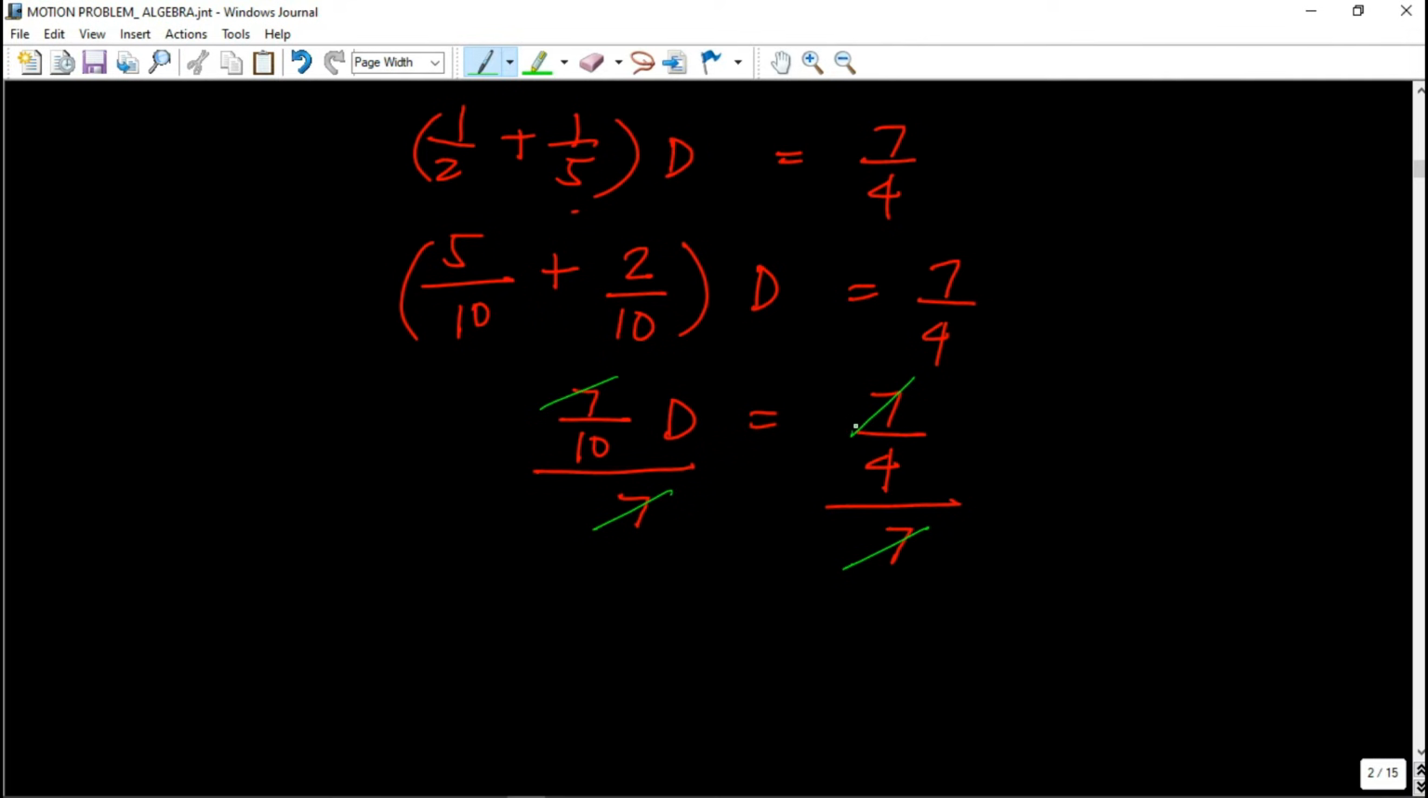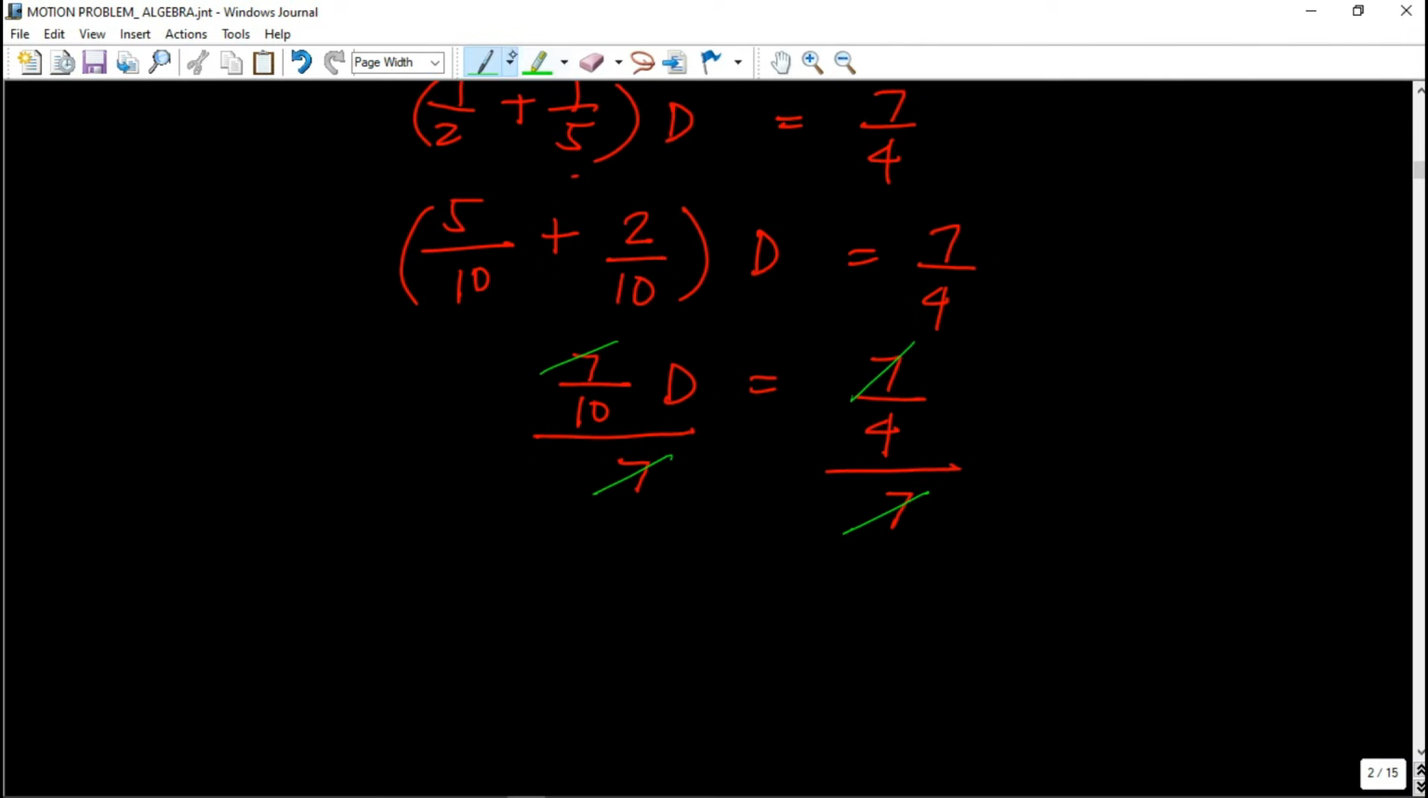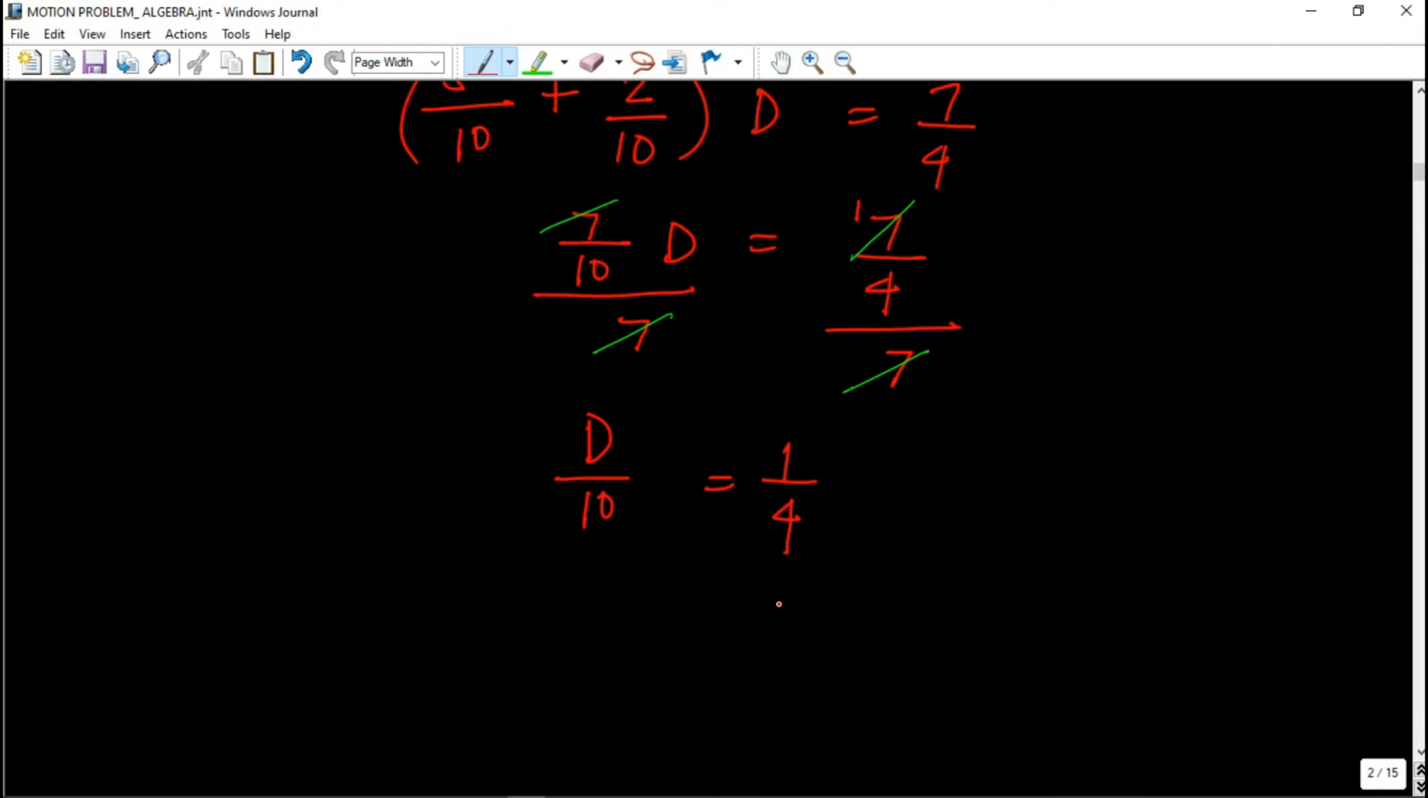So we have here d/10. Okay, so that is d/10 equals, so this is just 1. So 1/4. Okay, so therefore, the distance is equal to 10/4. Multiply 10 both sides. So this is miles. Okay, so this is the final answer for this problem.